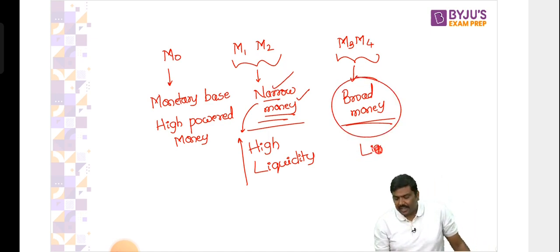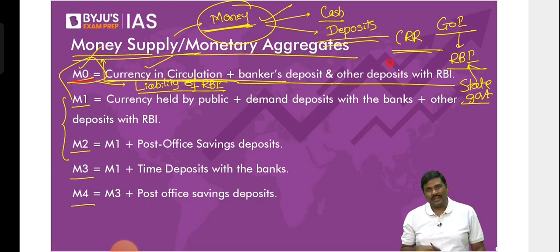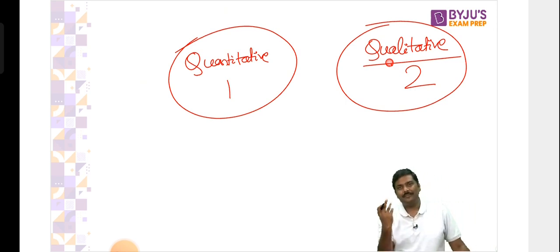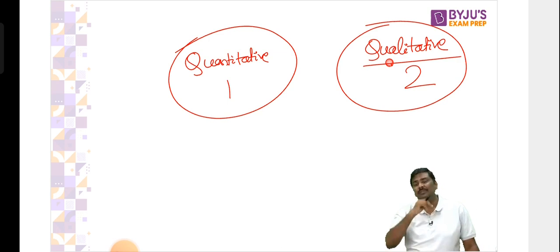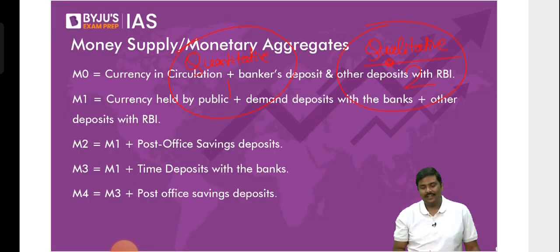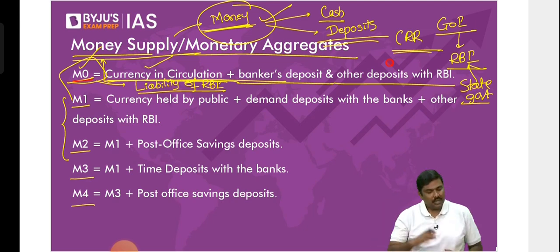Whenever the liquidity is comparatively lower, that is called broad money. Now, I can see many of you are asking, what is liquidity? Yesterday itself, we have discussed it, in the context of fiat money. It's not even been 24 hours, already forgotten. It means you are not revising. I'm concerned about you.